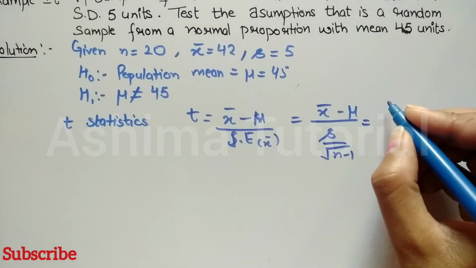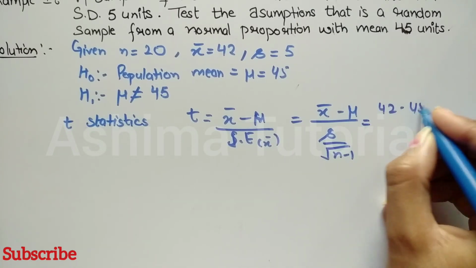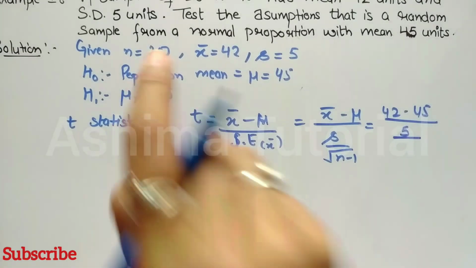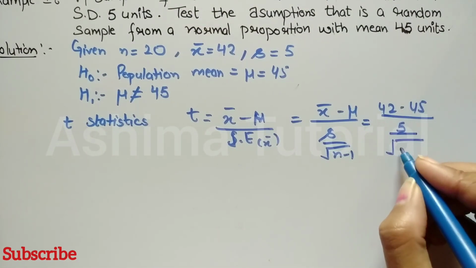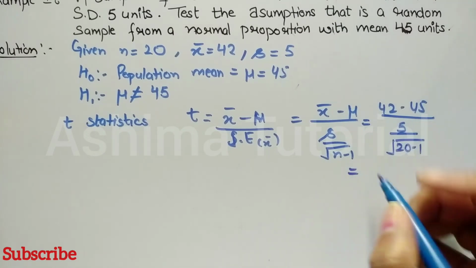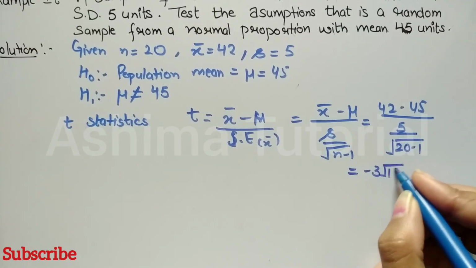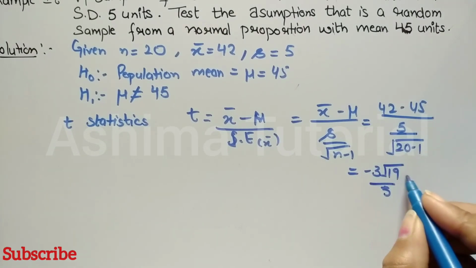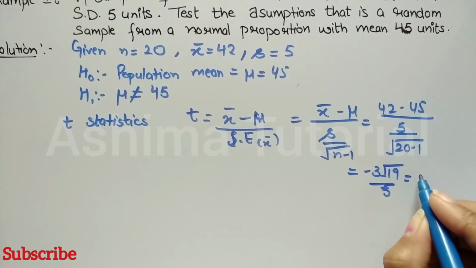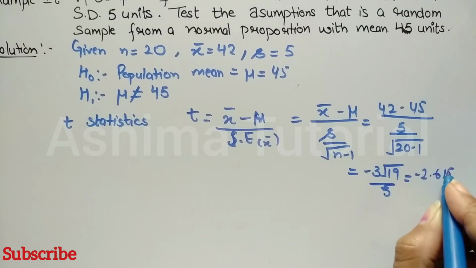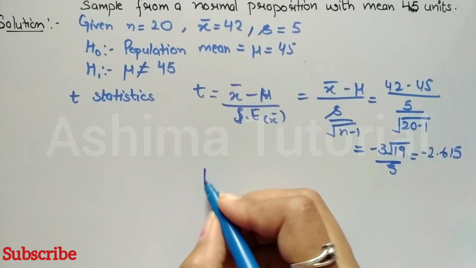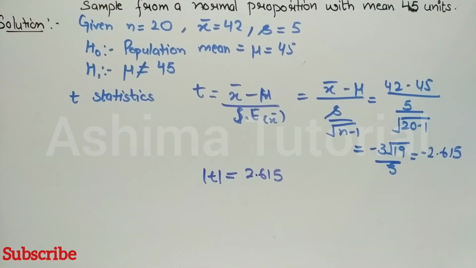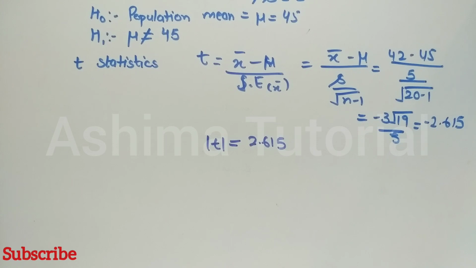Now substitute the values, where n is 20, n minus 1 is 20 minus 1. We get minus 3 under root 19 over 5, which is equal to minus 2.615, where mod t is equal to 2.615.